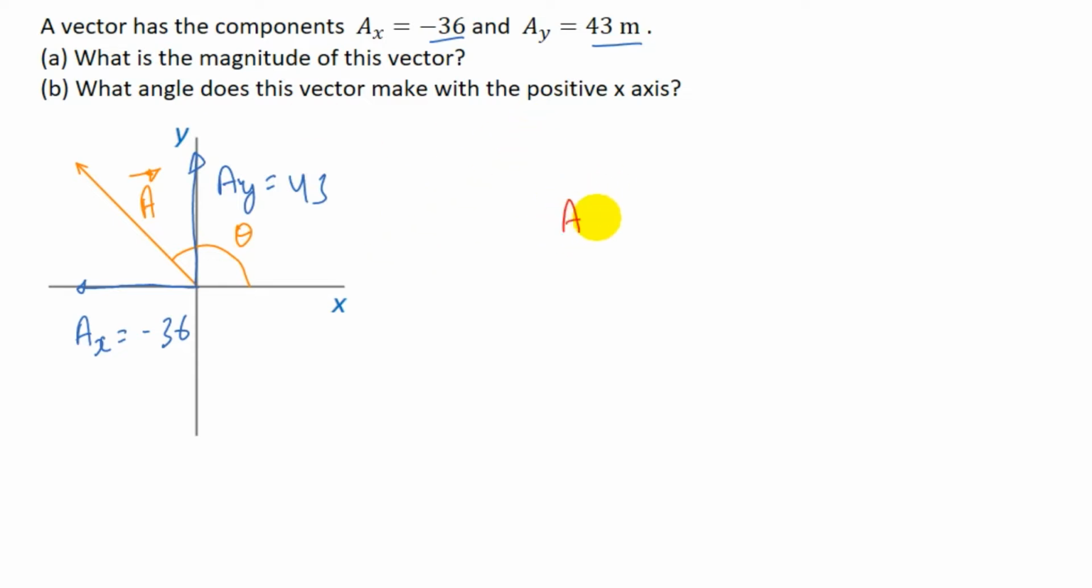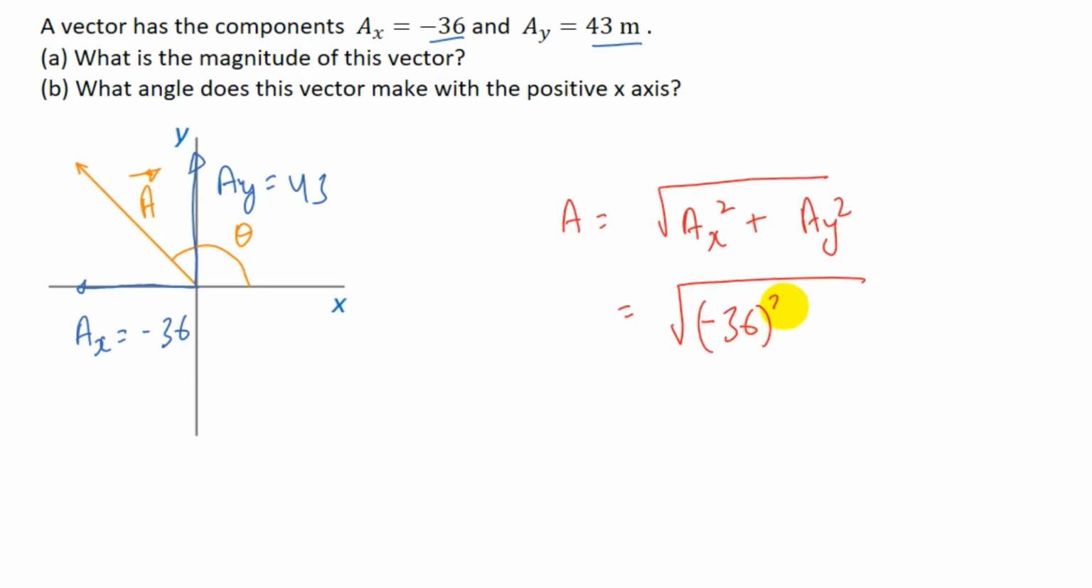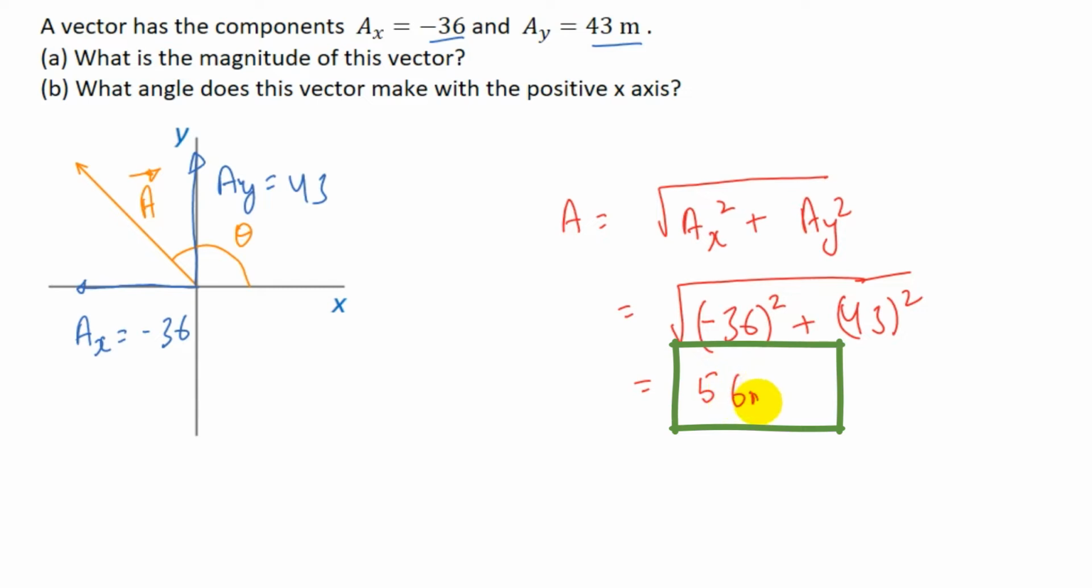Okay, now the magnitude, pretty simple. Magnitude is the square root of ax squared plus ay squared. So this would be the square root of minus 36 squared plus 43 squared. You can use your calculator, and you will get this value to be nearly 56 meter. So this would be the magnitude of the vector.